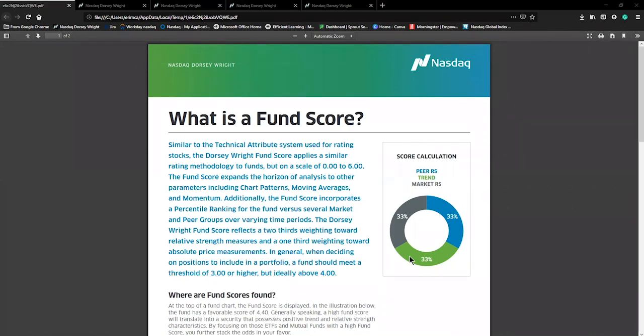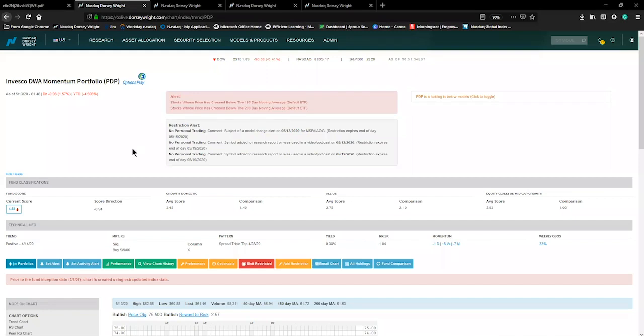Back to you, Ian. Wonderful. Thank you there, Steve. As Steve mentioned, we're looking at both ETFs and mutual funds for the Fund Score. And so I think Eric was going to provide some more context here around an example of a score and those different factors that go into the trend analysis, the peer relative strength and the market relative strength that Steve just went over.